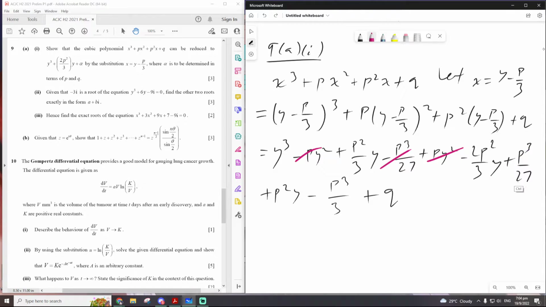No, wait. Why is this p cubed over 27? This is p cubed over 9. Right? Yeah. I don't know why I wrote 27. Sorry. Okay. So this doesn't cancel. P cubed over 27. Okay, this is 3 over 27. So this is 2 over 27. Minus 9 over 27. So this is minus 7 over 27.